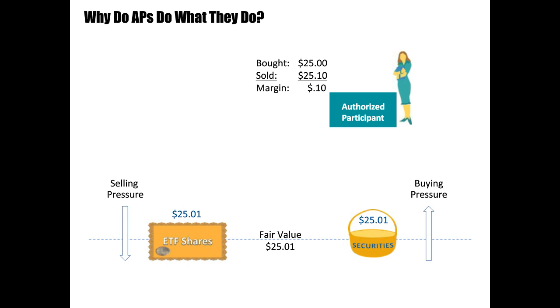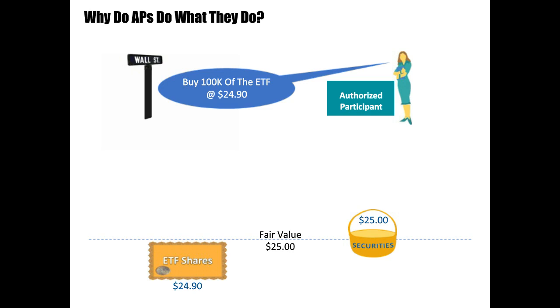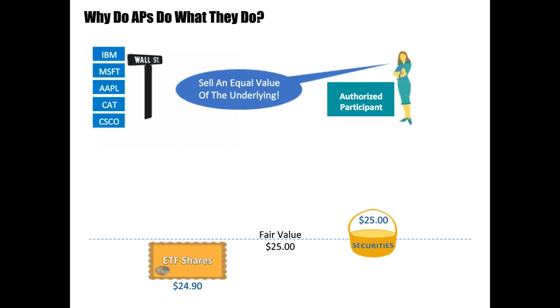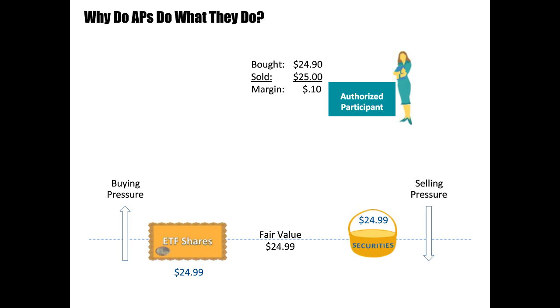If there's a big sell order for an ETF, its share price might fall below fair value momentarily. The authorized participant will jump in. They'll buy, in this case, 100,000 shares of that discounted ETF at $24.90. They'll sell short an equal value of the underlying securities because they know at the end of the day they can turn those ETF shares into the ETF company and get those underlying stocks in a redemption basket to balance out their book. Again, they've made a risk-free arbitrage profit. They've driven the ETF share price back in line with the underlying value of its securities, and everyone is happy.